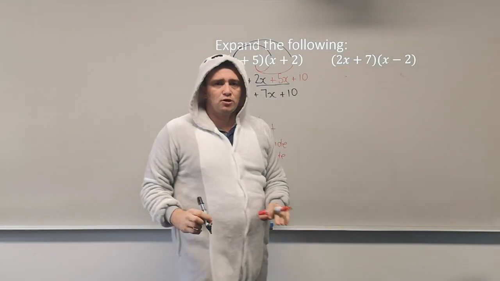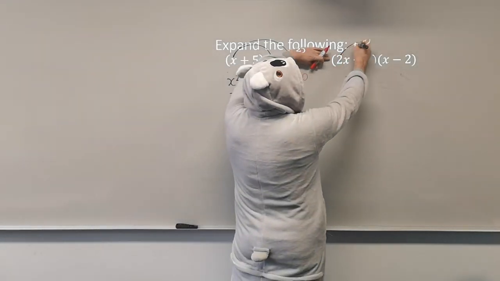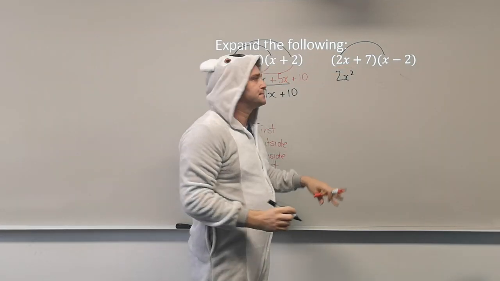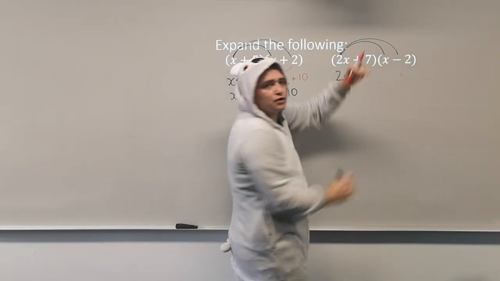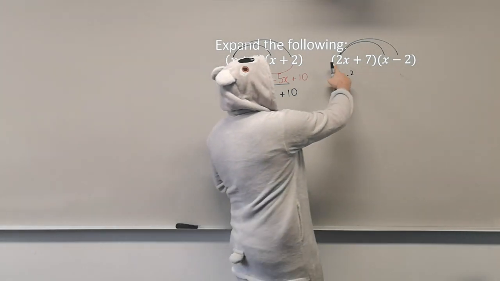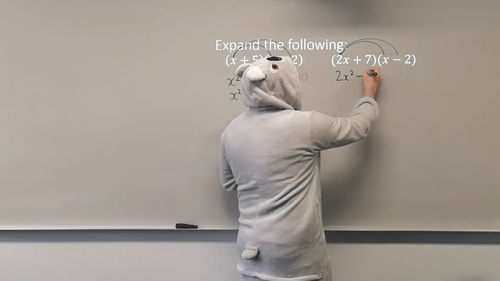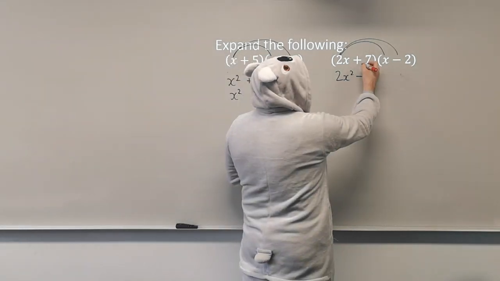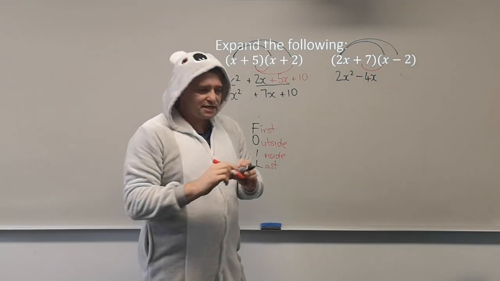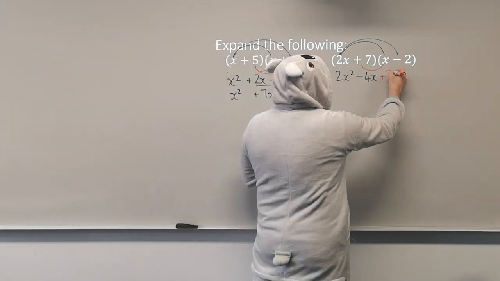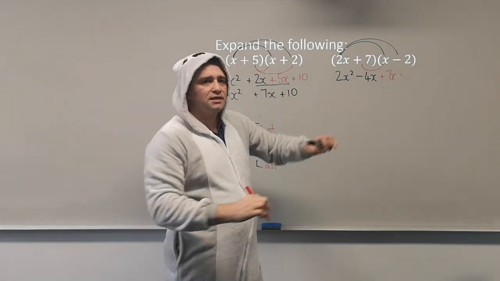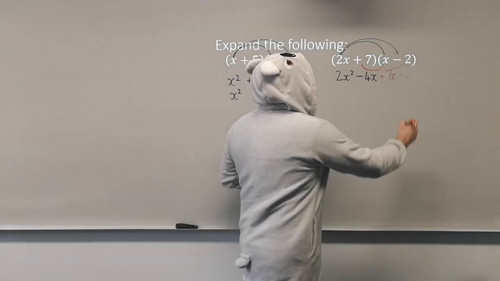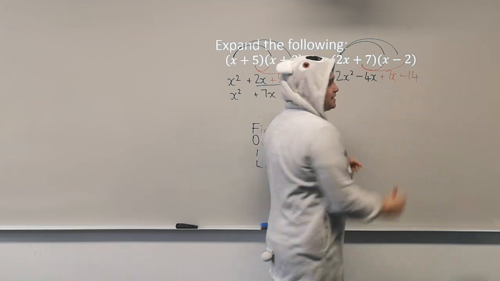Next, a little bit more complicated, take our first term multiplied by our first term, so we're going to have 2x squared, our first term multiplied by our last term. So 2x times negative 2 is negative 4x. Our 7 times our x, plus 7x. And then our 7 multiplied by our negative 2, giving us negative 14.